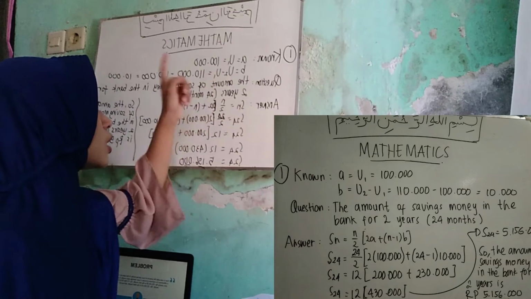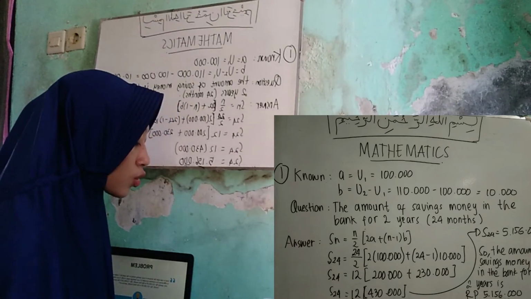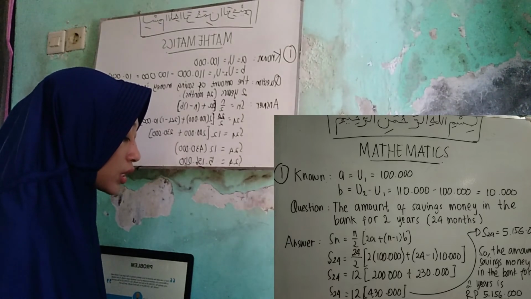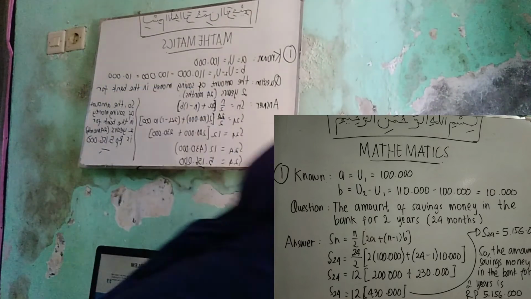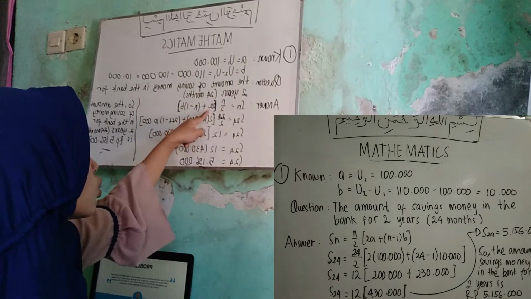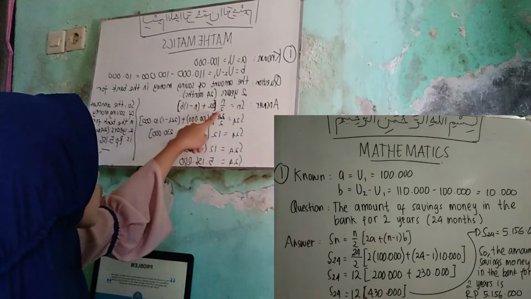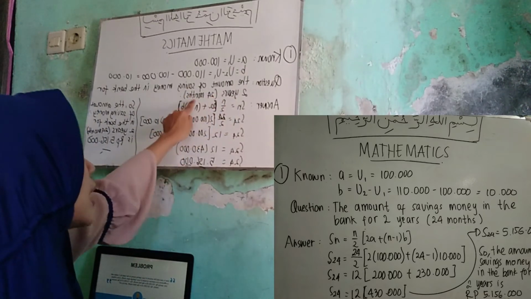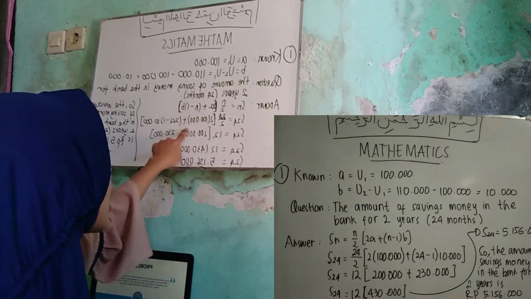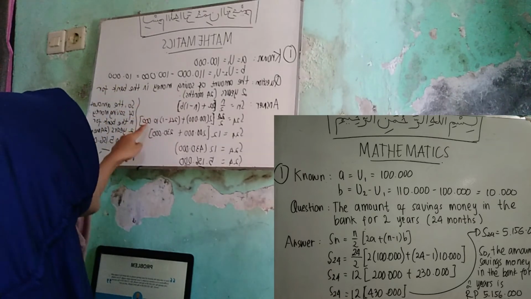Then the question is the amount of saving money in the bank for 2 years, or 24 months. So we should find the sum of the first n terms of the arithmetic series. We should use the formula that we obtained before: Sn is equal to n divided by 2 times 2 times A plus n minus 1 times B. Then we substitute n is 24, because 2 years is equal to 24 months, 2 times A is 100,000, n minus 1 is 24 minus 1, and B is 10,000.